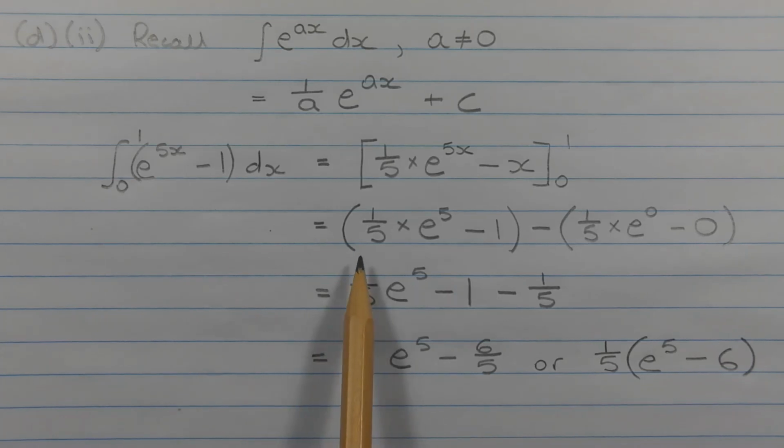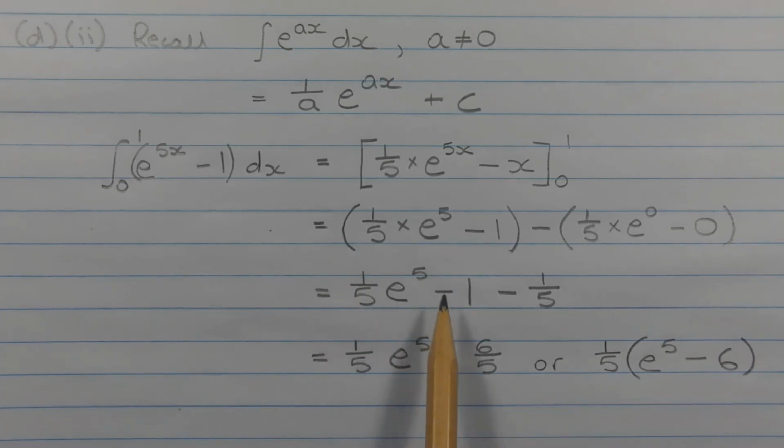And that equals 1 over 5 times e to the power of 5 minus 1 minus 1 over 5. And that equals 1 over 5 times e to the power of 5 minus 6 over 5, or factorising out 1 over 5 from both of these terms, we get 1 over 5 outside of e to the power of 5 minus 6.